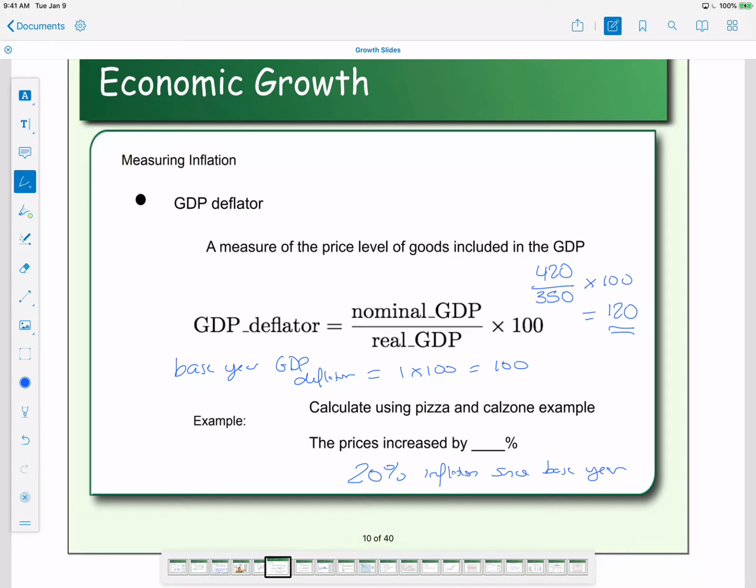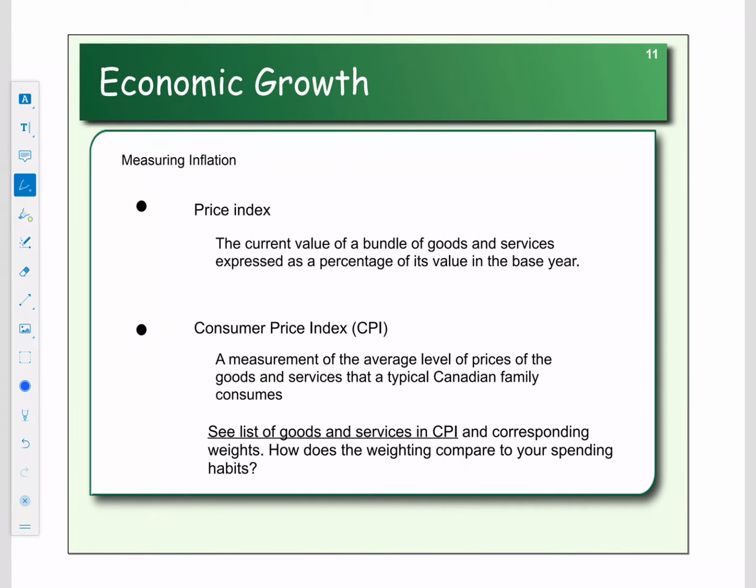Okay, so you need nominal GDP and real GDP to calculate the GDP deflator, or as we'll look at in a later video, if you have the GDP deflator, you can calculate either nominal or real GDP using the same formula. So the GDP deflator measures inflation by looking at all the goods and services produced in the economy and what's happening with their prices. The other way to measure inflation is to use a price index. So a price index is a bundle of goods and services, and the one that we look at for a price index is called CPI, the Consumer Price Index.